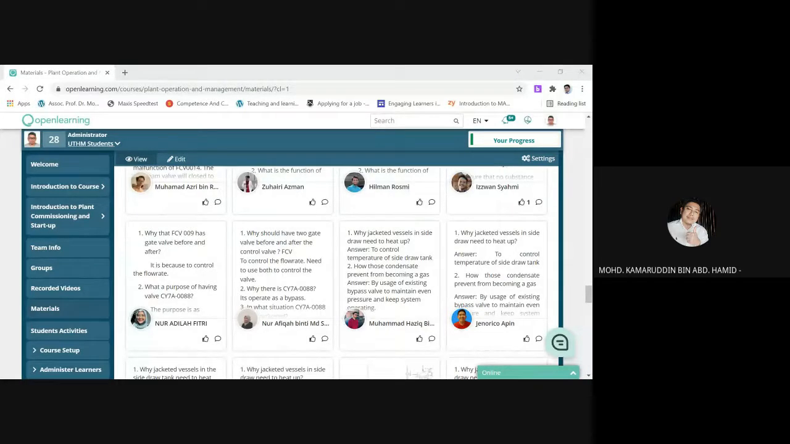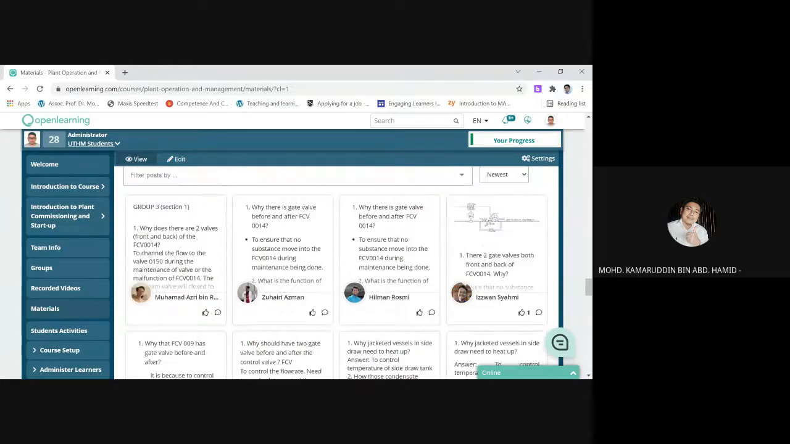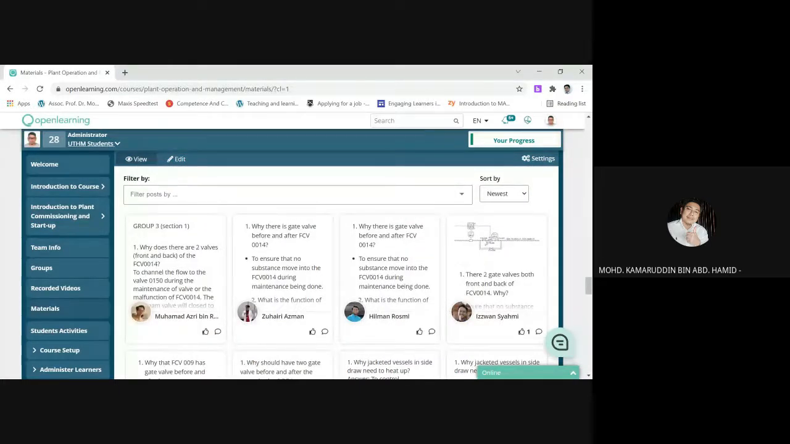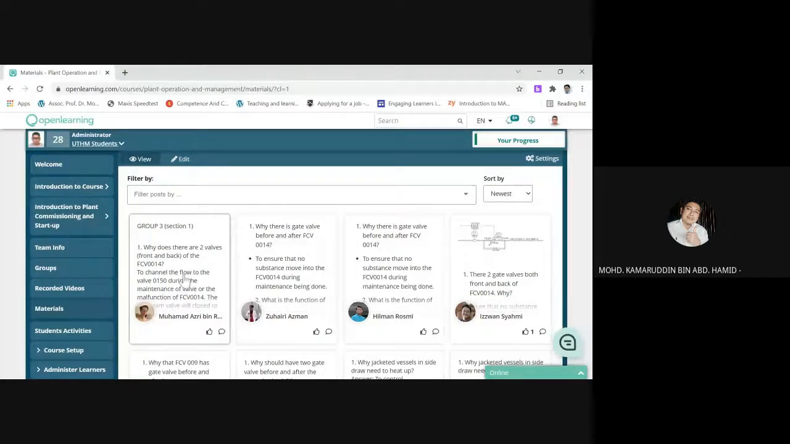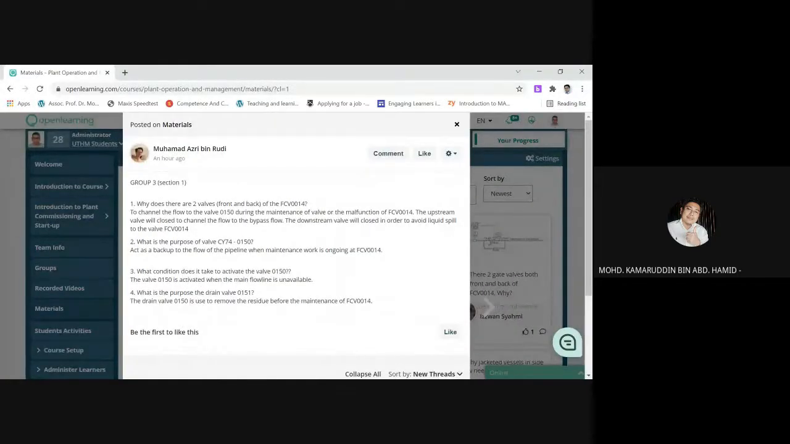All right, so let's look at some of your friends' responses over here and see what we can discuss from it. So we have from group 3, section 1. This is about flow control valve 0014. Okay, flow control valve 0014. There are 4 questions.